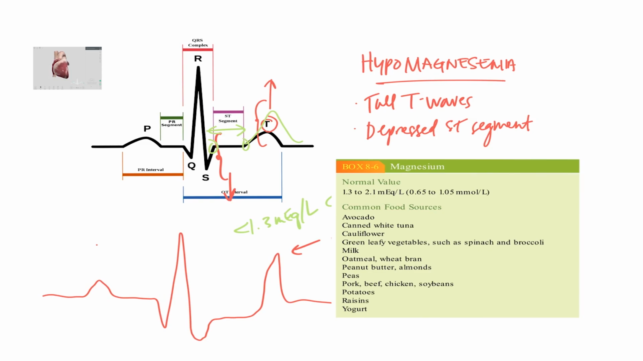Anyway, it's the opposite of ST elevation, so it's actually ST depression. It's when it stays down like that. You expect the plateau to be up here, but instead it's down here. So that's hypomagnesemia, and then you've got tall T waves, and it mostly affects this part of the EKG wave. So that's hypomagnesemia, and again, we're also worried about EKG changes.